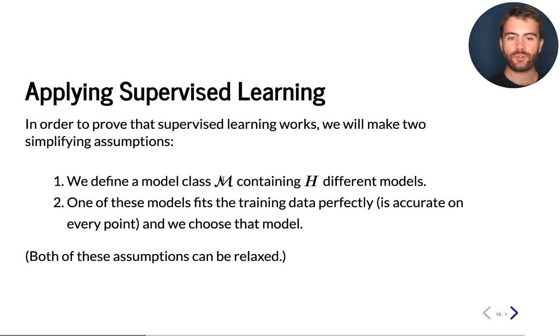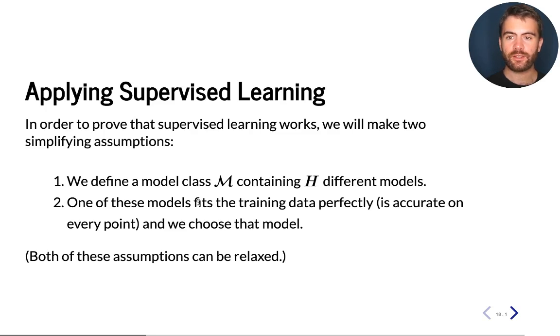First, I'll assume that the model class that we're working with contains at most h different models, where h is a number. So maybe we are choosing the best model out of 10,000 that live in our model class M. And I will also assume that one of these models fits the training data perfectly. So it's accurate on every point according to our threshold of accuracy. And the supervised learning algorithm will choose that model because it chooses the model with the best fit. One of them will perfectly fit the data, and therefore we will choose this model.